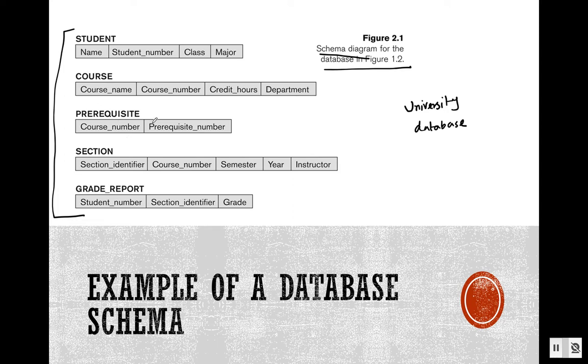This database has prerequisite, section, and grade report information. So by seeing that, this schema gives us a database description of the data. And this is the schema diagram, which is a formal way to show a database schema.